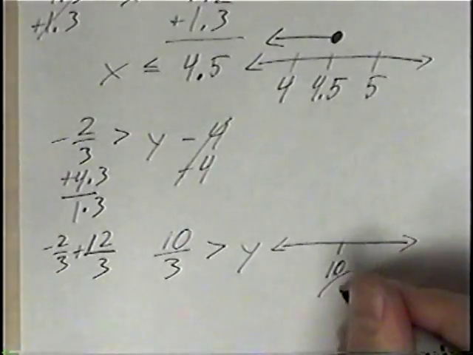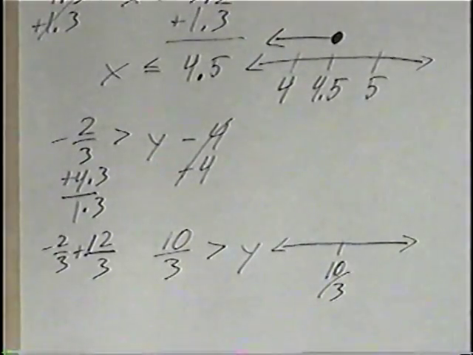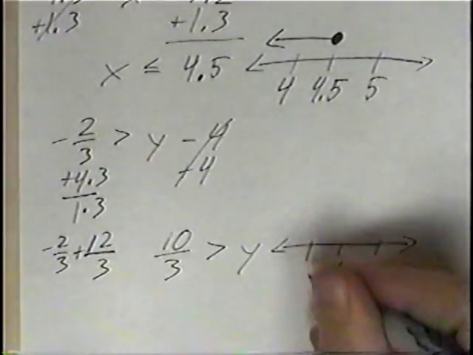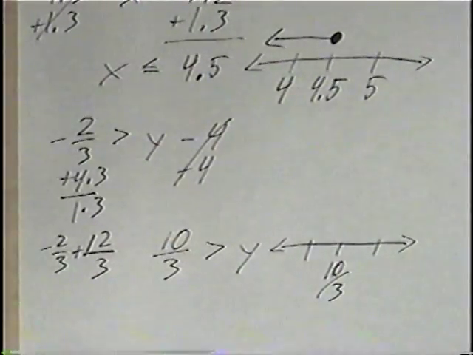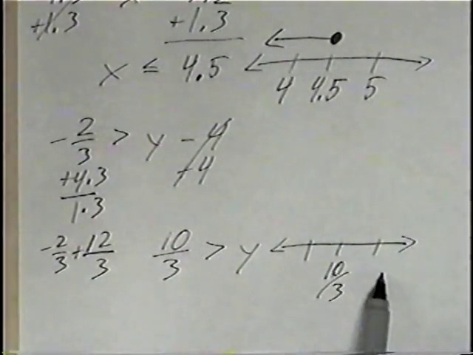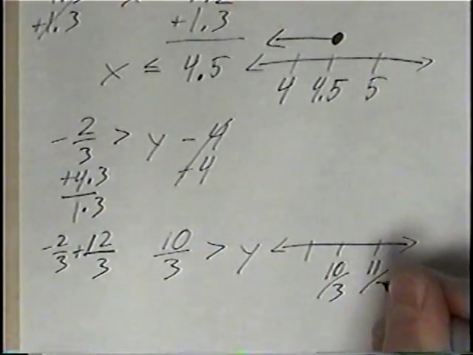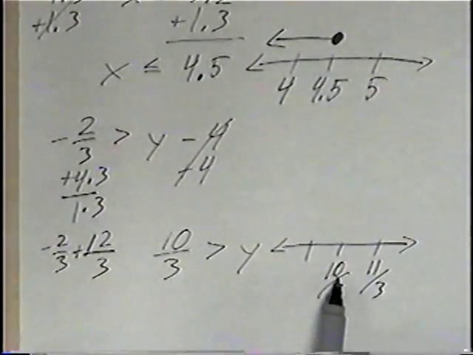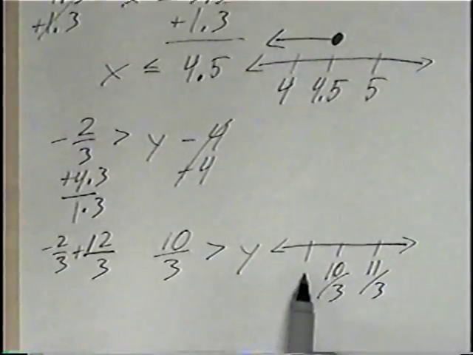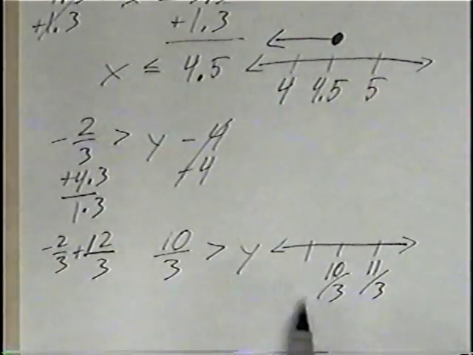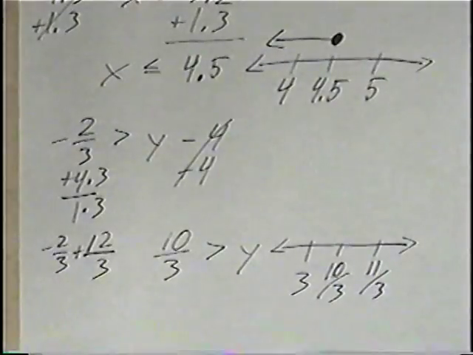10 over 3 we'll put in the middle. One number on the right and one number on the left. To the right of a fraction, you can increase the numerator by 1, which would make that 11 over 3. And to the left of a fraction, we can decrease, which would be 9 over 3. 9 over 3 is equal to 3.